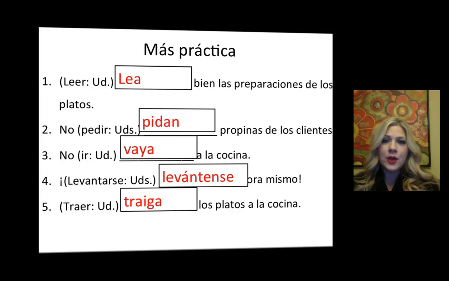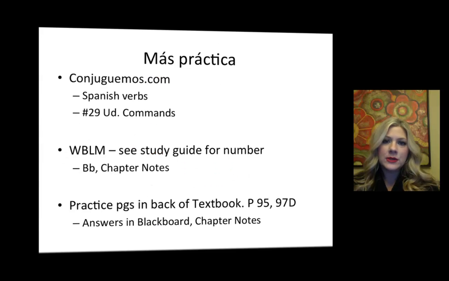Are you understanding this? I hope so. I also have some other resources for you to help you internalize this better. You can go to the website conjuguemos.com, select Spanish verbs, and do number 29 usted commands. On that activity, you will be given a verb. It will tell you whether it's affirmative or negative. If it's negative, then you need to put no in front of it, and they will all be usted commands, so none of them will end in N, because they're the singular ones. That's a really good type of practice. It's just very repetitive, and it's a really good way to internalize this information.